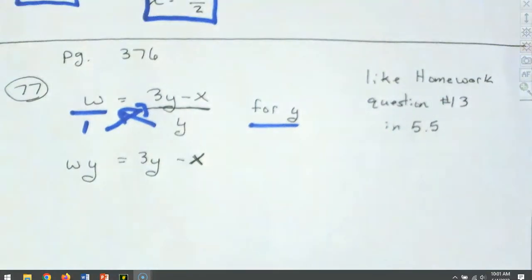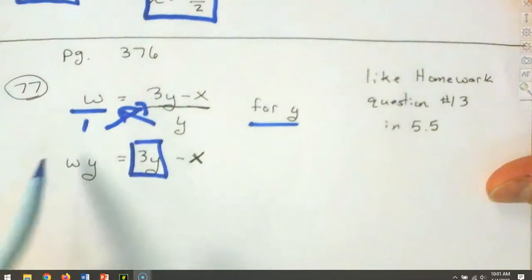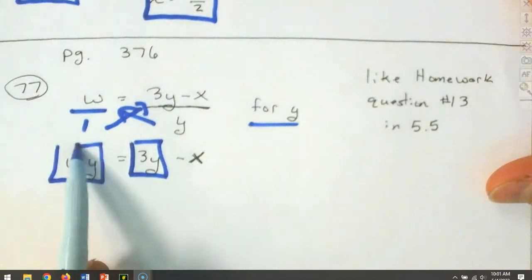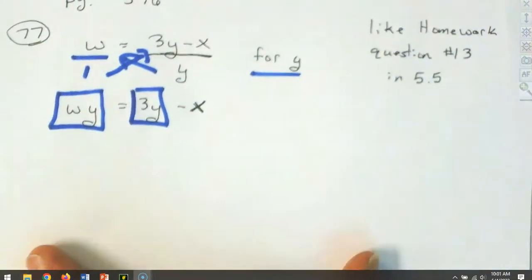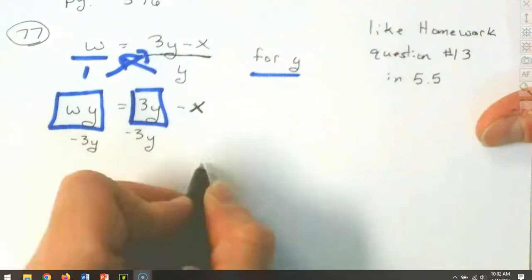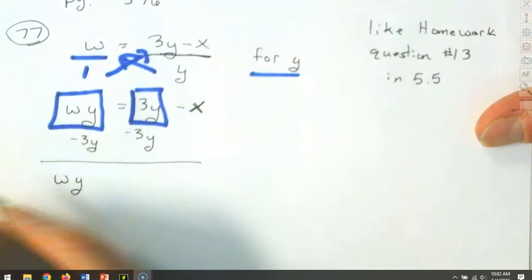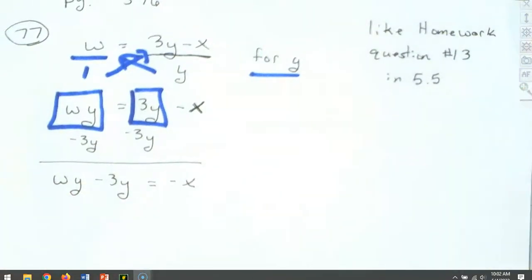Now we still want to solve this for y. So that means we need to get all the y's together on the left-hand side. Here's a 3y, and we want to join this with the other y. We want them together on the left-hand side so that we can factor. That's the goal, is to factor. So let's get all the y's together, because that's the variable that we're solving for. So move the 3y over, and that gives you wy minus 3y equals now a negative x.